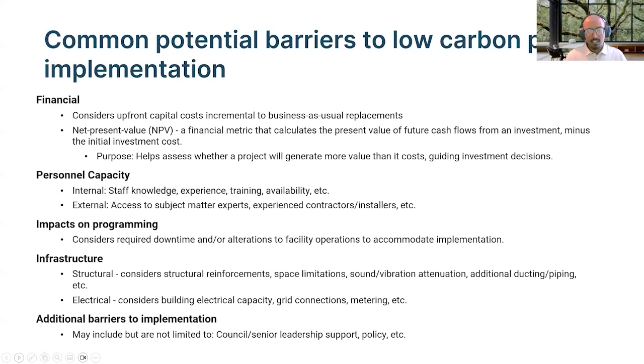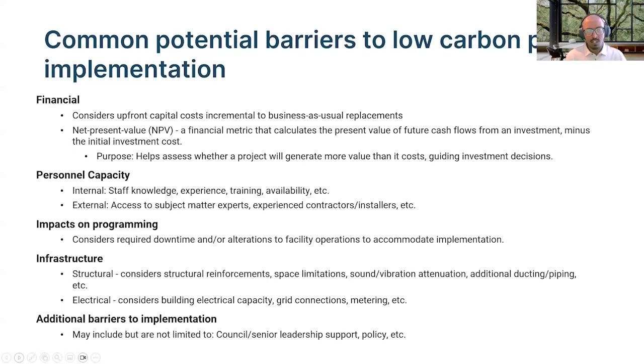Impacts on programming, you want to make sure that your facility still stays open. You want to keep that revenue stream coming in. You want to make sure that the community has access to whatever they might need over the time periods. So finding out what is going to cause any downtime, these are things that you'll be looking into. It's a potential barrier, whether you have to close down your ice rink, trying to do it during the off season if you can, if you want to make any rink specific changes.